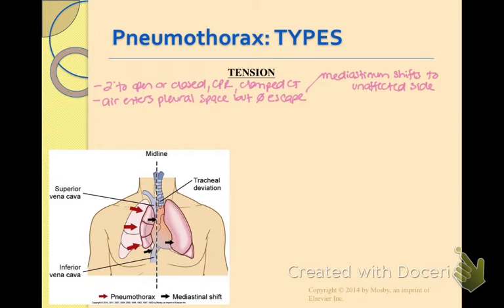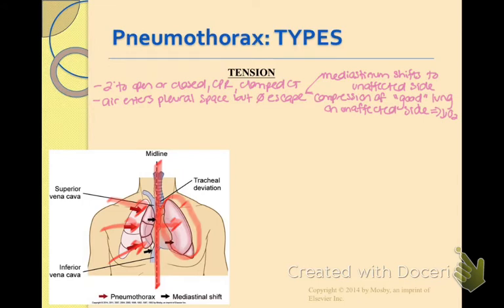With that, the mediastinum, so right here, this kind of midline, gets shifted to the unaffected side, right? So you have all this pressure pushing against the midline and pushing it against the unaffected side. Because of that, the good lung gets compressed. So you already have a lung that's deflated, and now your good lung's getting all smushed, and your O2 is going down.